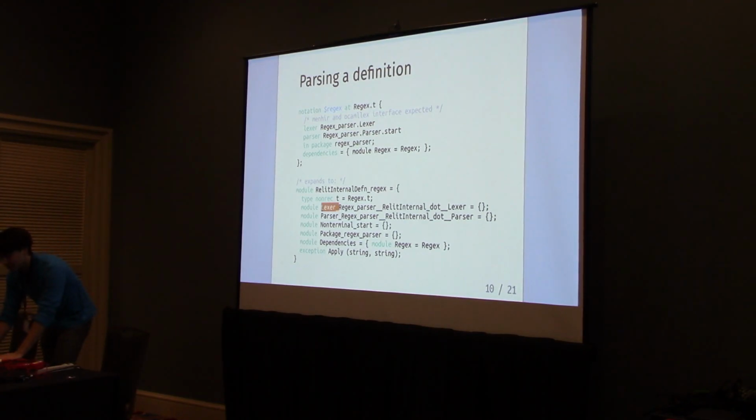First, there is a prefix, lexer underscore, and then we have the data associated with it, which is an encoding of regex underscore parser dot lexer. Similarly for the parser, and then this dot start is encoded as a non-terminal underscore start. We have the package, dependencies, and the exception that we threw to make the encoding work.